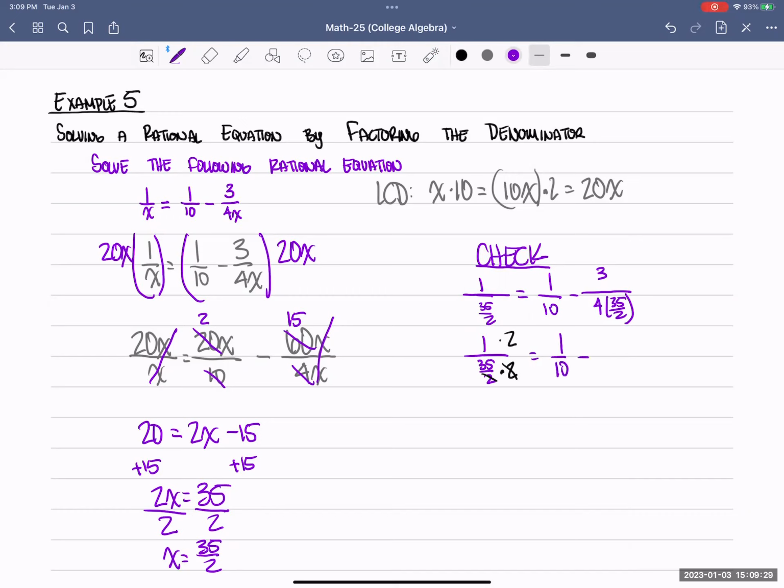Then we have 1/10 minus 3 over 4 times 35/2. 4 is divisible by 2, so those fractions end up simplifying a little bit better. And let's see what we have. 2/35 is equal to 1/10 minus 3/2 times 35, which is 70.